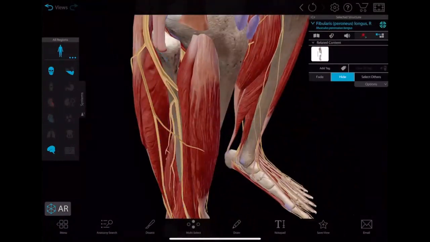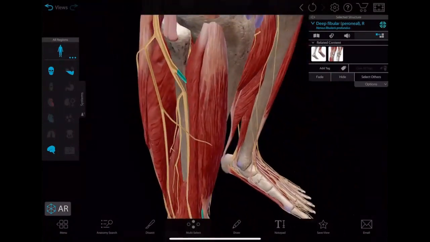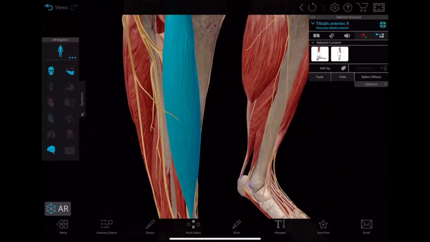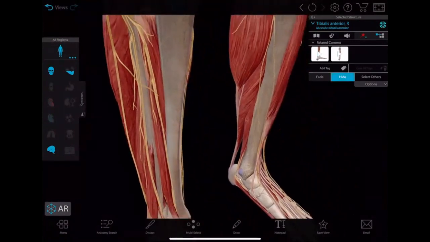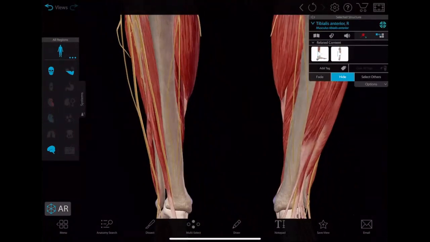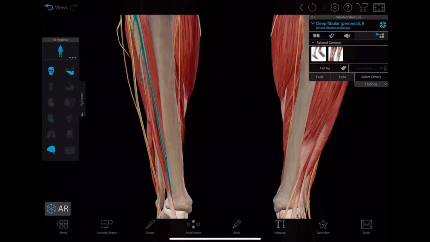Let's hide it. Okay. This selected blue one is the deep fibular nerve, right? So it is going in, that is extensor digitorum longus. This is tibialis anterior, right? So let's hide it. So this is how it is coming. This one is the superficial fibular nerve, this one is the deep fibular nerve, right?